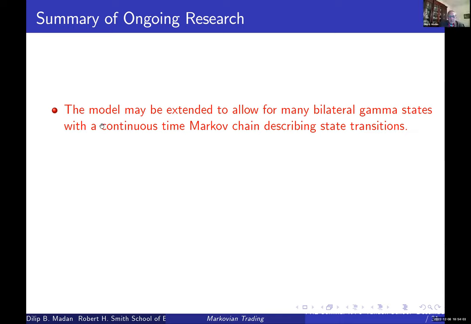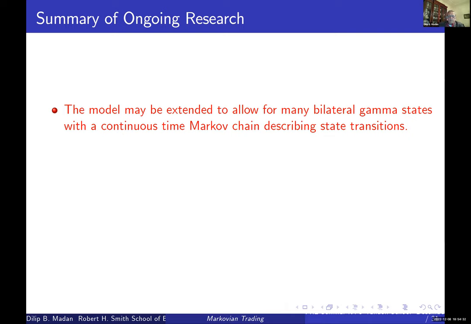So the model may be extended to allow for many bilateral gamma states. So for example, what I've done is I say, okay, let's get away from the stationary tempered fractional Levy process construction. I've estimated bilateral gamma parameters on hundreds of stocks on every day for thousands of days. So I have lots of parameter settings available to me.